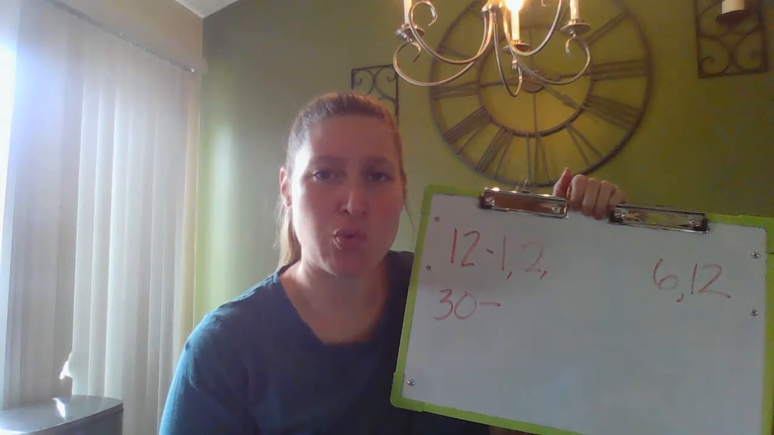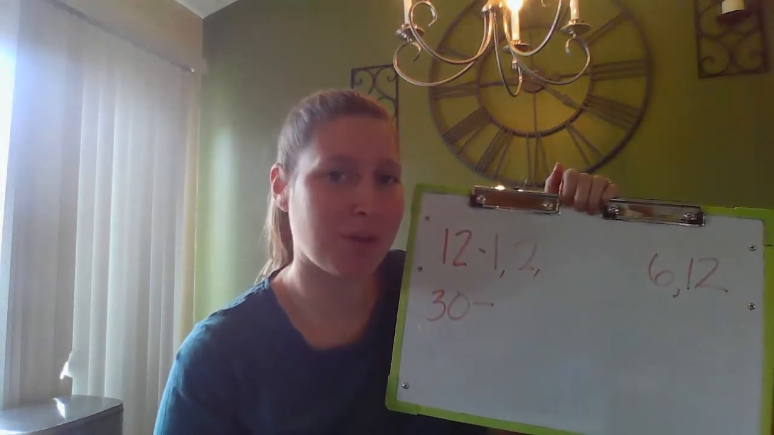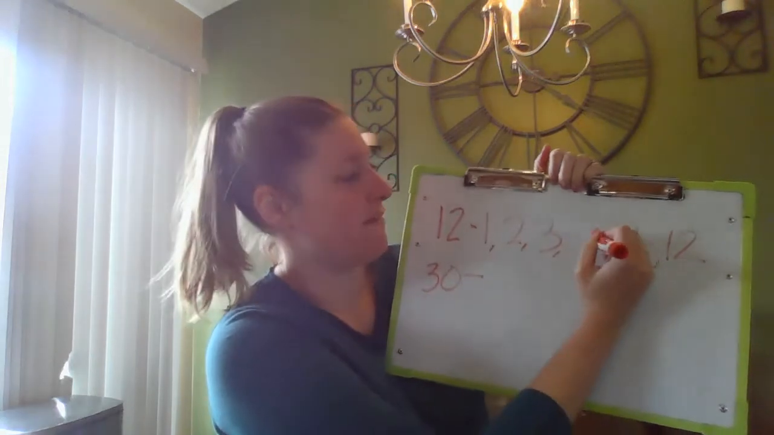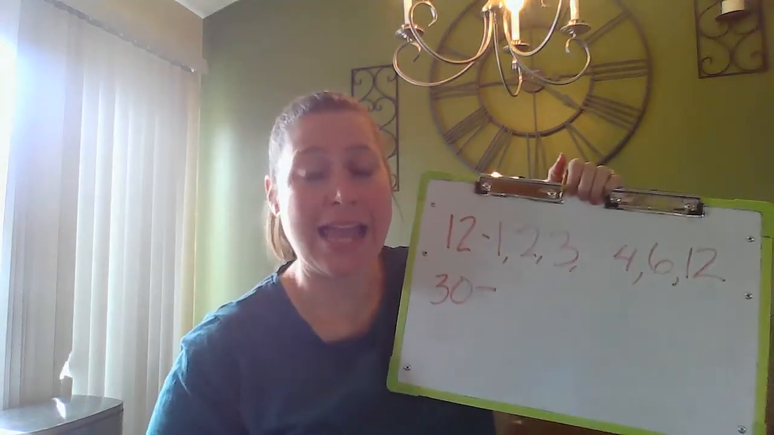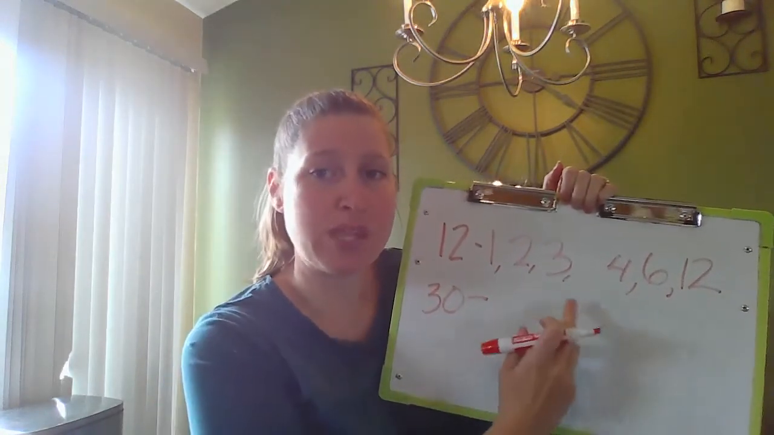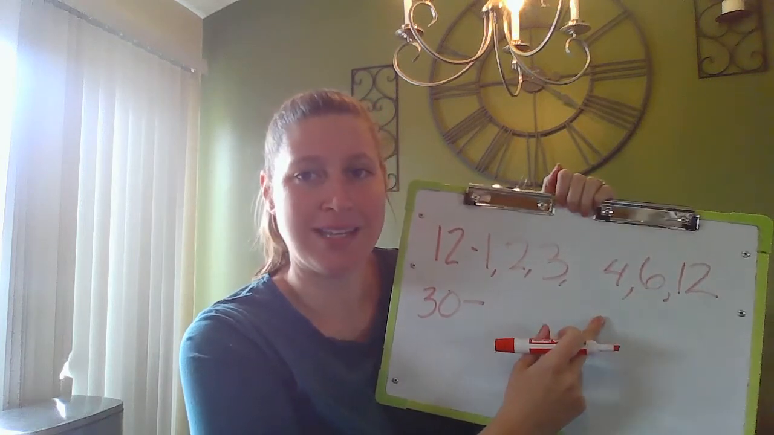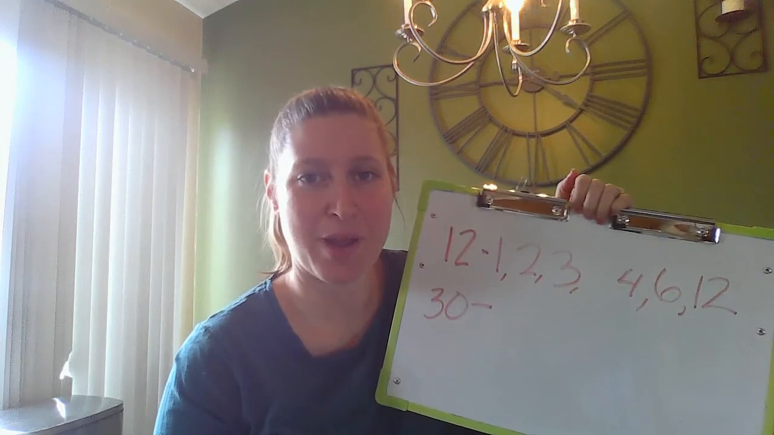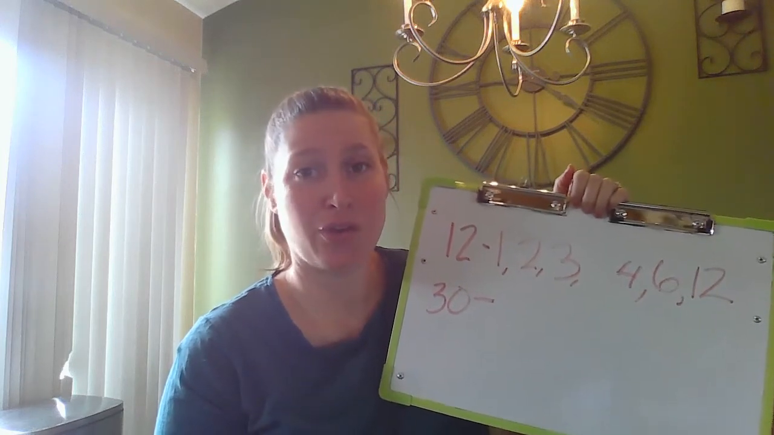Can I divide 12 by 3 and get a whole number? Yes. So it's 3 and 4. I have no other whole numbers between 3 and 4, so I know I'm done. And 12 has 6 factors in 3 factor pairs. So now I'm going to go down to 30.